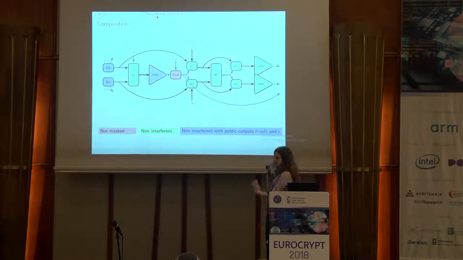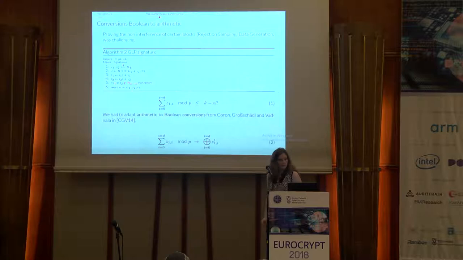To prove that, most blocks were quite classical for masking, but there were two blocks that were new: data generation and rejection sampling, the RS block here. For that, we used what is called conversion from Boolean to arithmetic. So let's see it on the example of the rejection sampling.